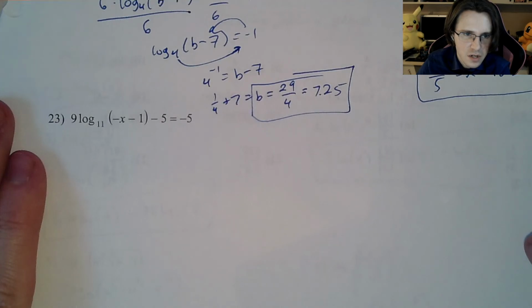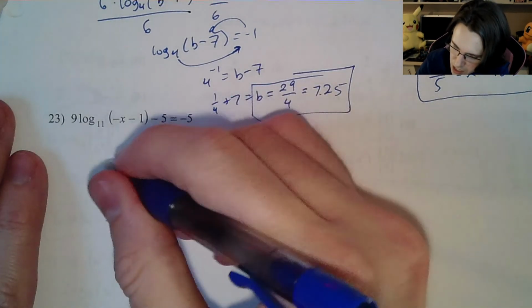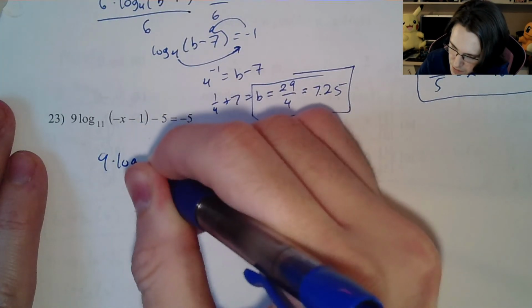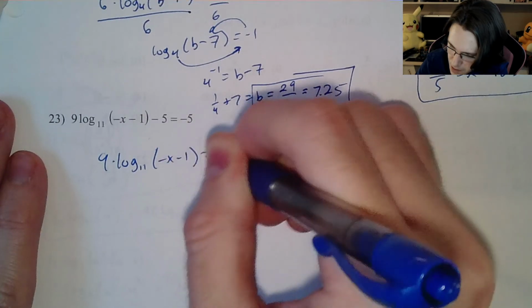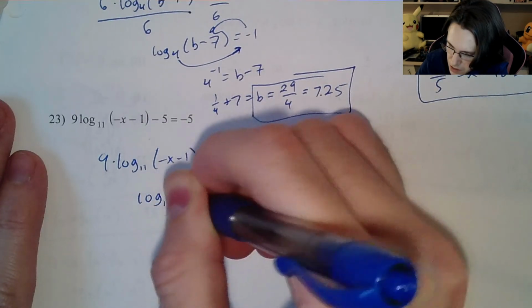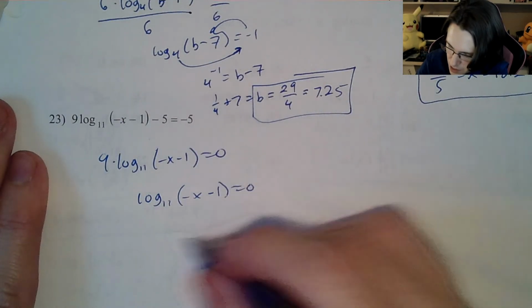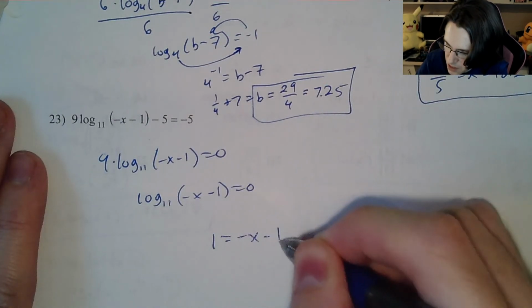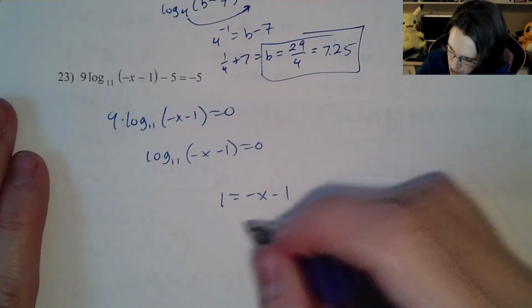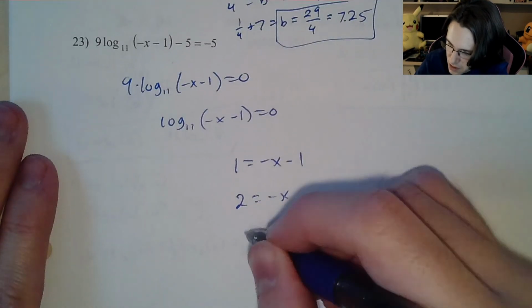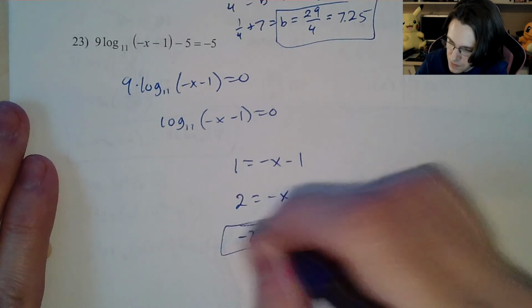And final answer here, same idea as if we add 5 to both sides, you get 0. Divide by 9, you're still at 0. Anything to the 0 power is 1, so 11 to the 0 is 1, which equals negative x minus 1. Add 1 to both sides, you get 2 is negative x. Therefore, negative 2 equals x. We're all done, guys.